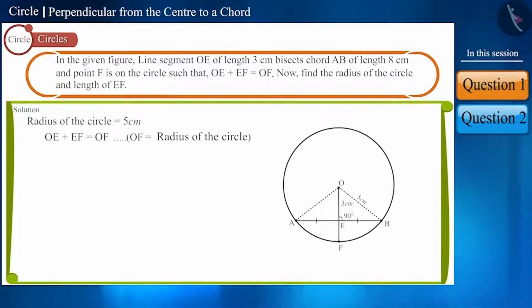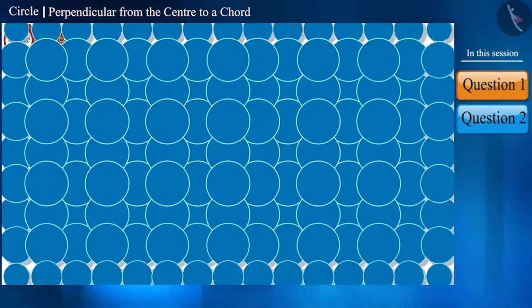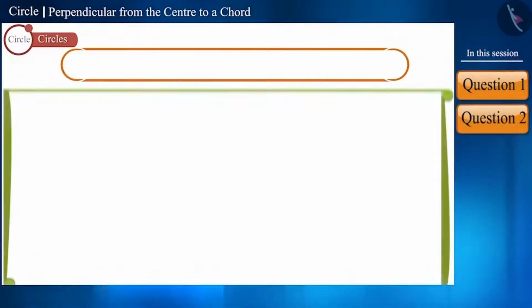That is, it will also be 5 cm. We know the length of OE. By putting the value of OE and OF, we can find the value of EF. In this way, we found EF to be 2 cm. Let's move ahead and solve our next question.